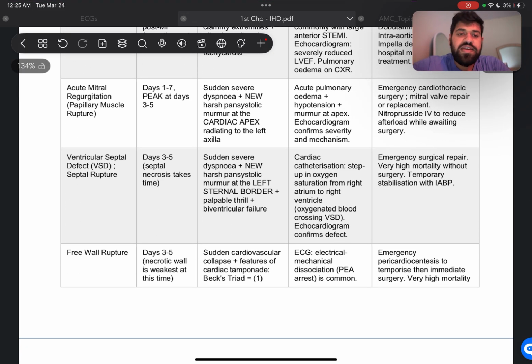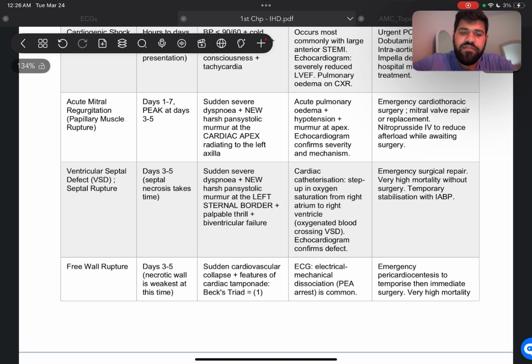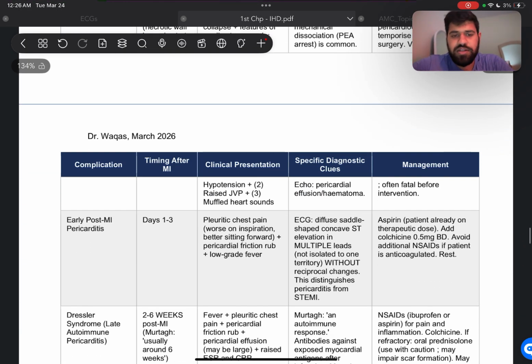All right. Then VSD. Now VSD is going to occur after acute mitral regurgitation. All right, and it's going to be between 3 to 5 days, and there's going to be septal necrosis that's going to happen, and because of that we have 3 to 5 days. Then free wall rupture, again 3 to 5 days. And remember that all of these ruptures are going to occur between the 3 to 5 days period, because all of these ruptures take time to develop.